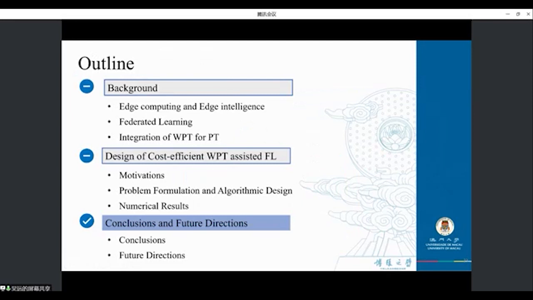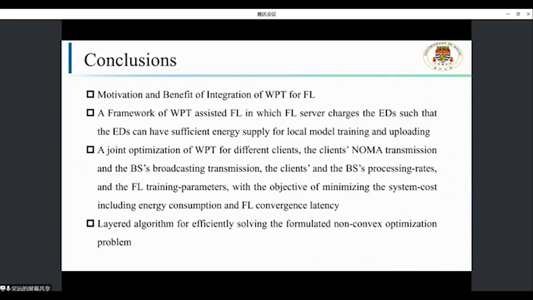So finally, let's see the conclusion and the future direction. In this talk, I presented the motivation on the benefit of integrating wireless power transfer for federated learning. And we propose a framework of building the wireless power transfer assisted federated learning in which the FL server uses the wireless power transfer to charge the end devices, such that the end devices can have sufficient energy supply for their local training and uploading transmission.